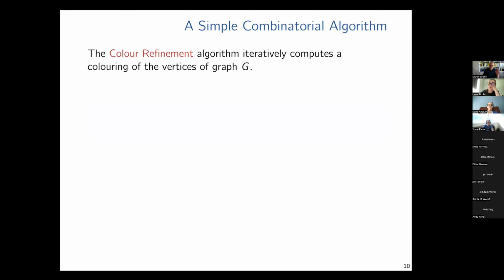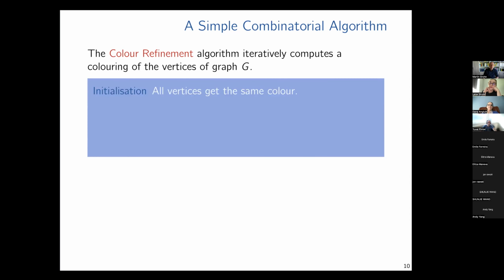In its simplest form, it's a very simple combinatorial algorithm that was initially proposed as a graph isomorphism heuristic. Basically, it iteratively computes a coloring of the vertices of a graph. The goal is that if two vertices are structurally different, or formally belong to different orbits of the isomorphism group, we want them to get different colors. Now, the algorithm does not achieve this, but that's the goal.